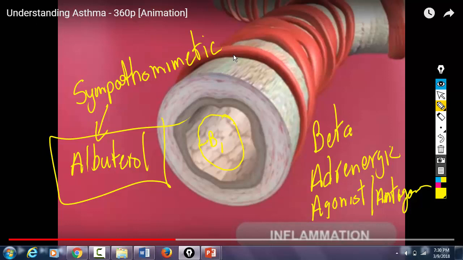Tell me you got that. What are the side effects of an albuterol inhaler? Shaky, nervous, because they mimic epinephrine. What caused this whole mess? Inflammation.